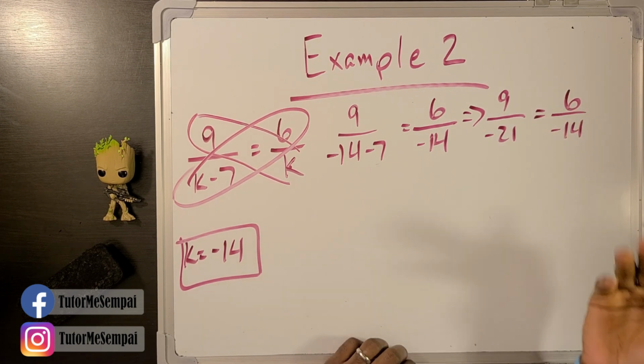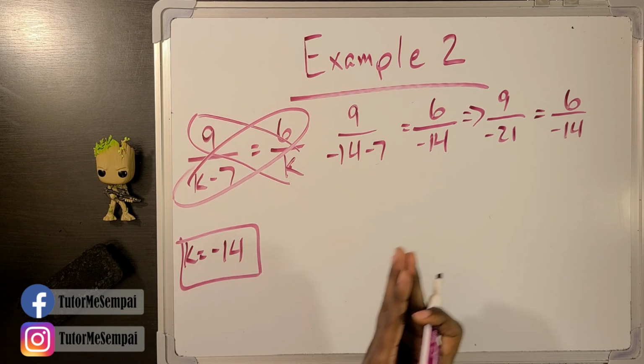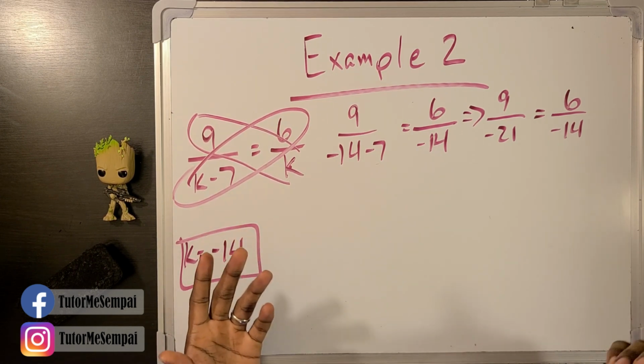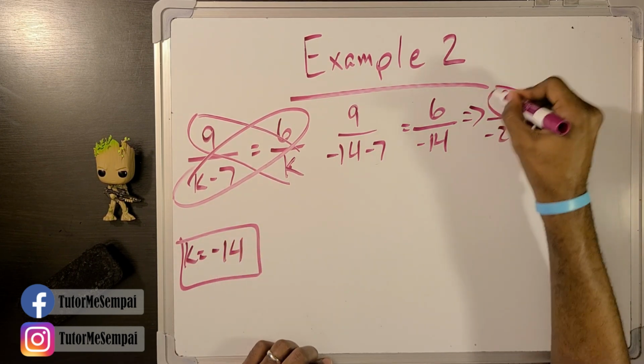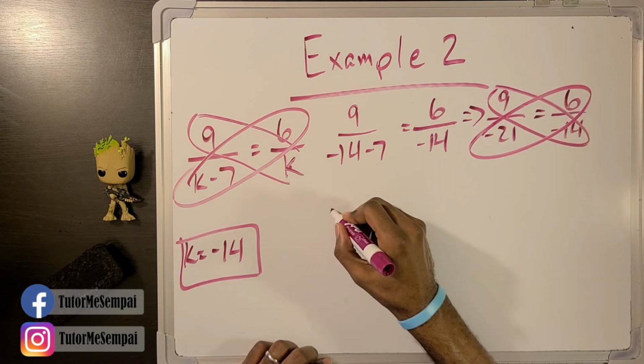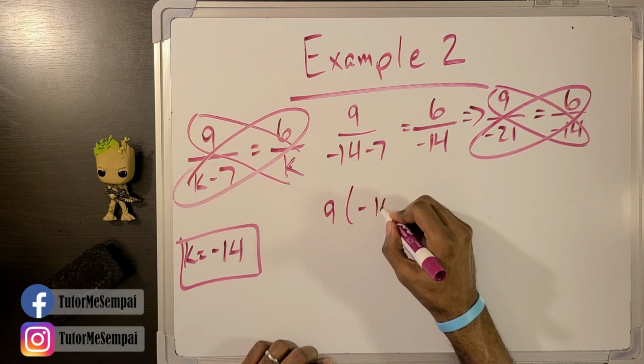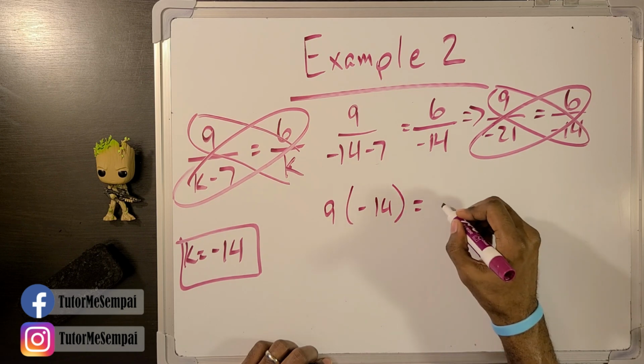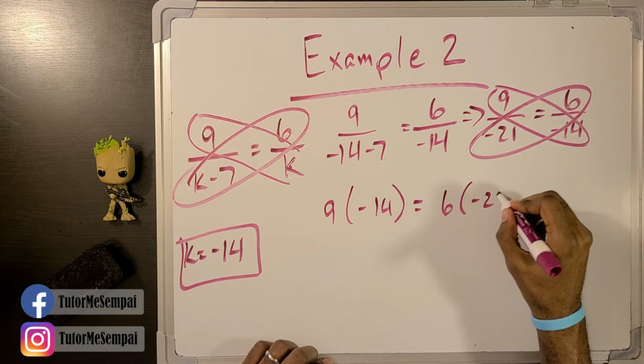Now you can verify this in a few different ways. However, we're just going to do cross multiplication because we want to keep things simple. So remember, you're going to focus on your diagonals. And you're going to get 9 times negative 14 equals 6 times negative 21.